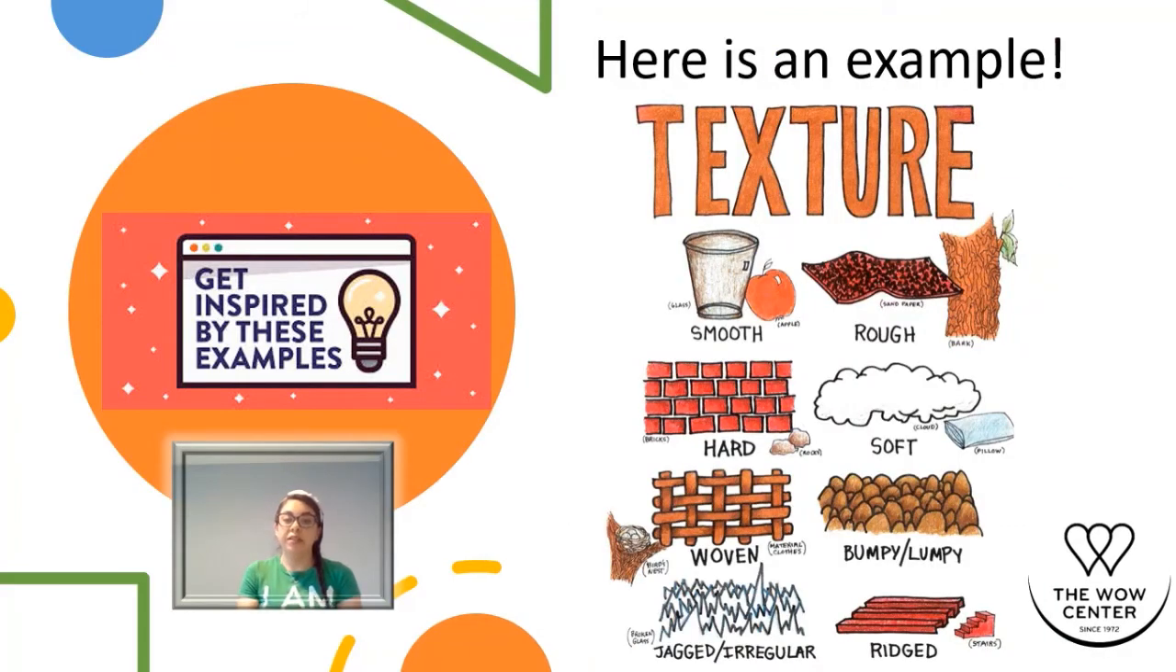Here's an example of texture. So texture is going to help us create the illusion of how something might look or feel. So if you look at something with jagged edges, it might be giving you the illusion that it's sharp or jagged, uneven.